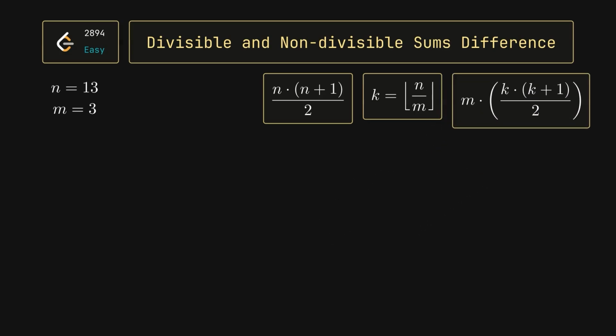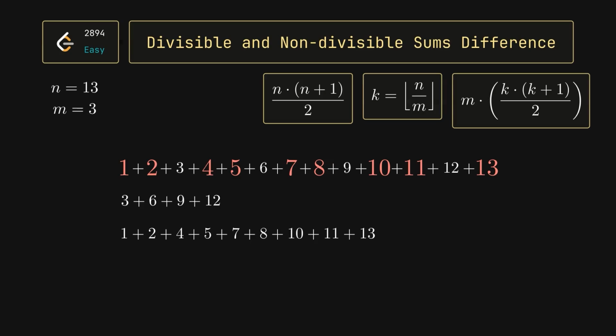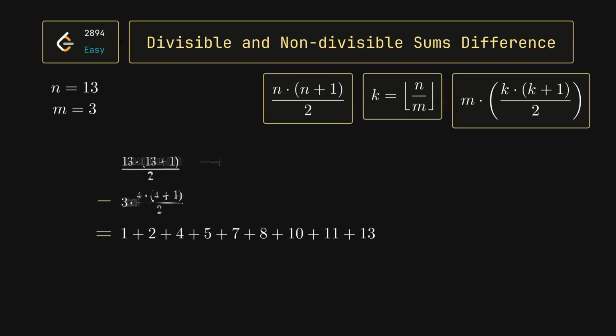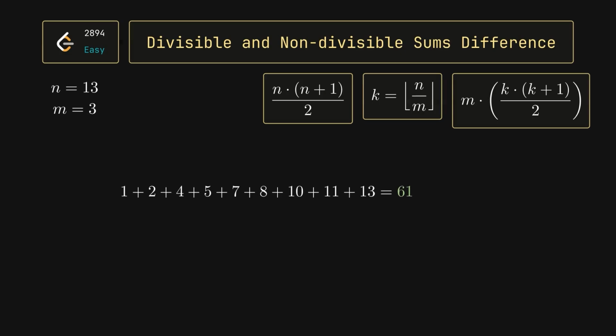Now let's find the sum of numbers not divisible by 3. These are the numbers highlighted in red. As you can see, we can obtain their sum by simply subtracting the divisible sum from the total sum. The total sum, 1 through 13, is 91, and the sum of divisible numbers is 30, giving us 91 minus 30 equals 61.